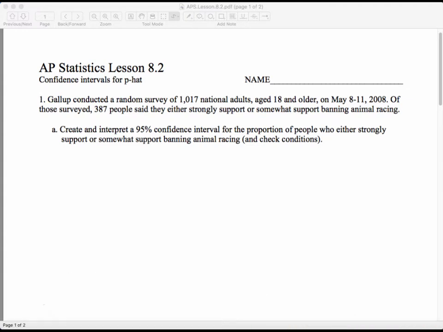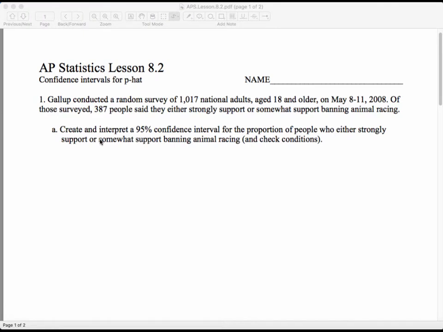how many were in the sample size and how many said they either strongly supported or somewhat supported banning of animal racing. And we are supposed to create and interpret a 95% confidence interval for the proportion of people that fit that description.